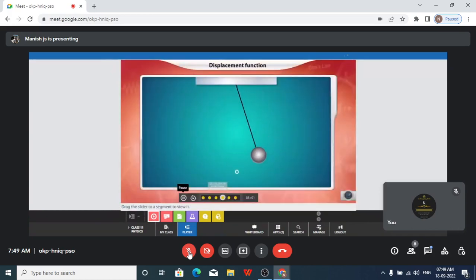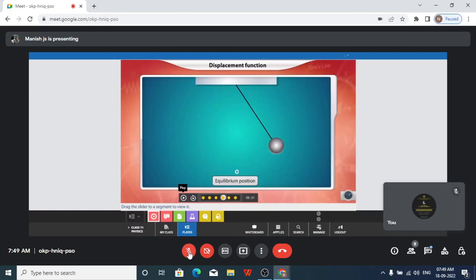There is a mean or equilibrium position which is generally associated with a periodic motion. It is the position at which the body will stay put in the state of rest if left undisturbed. So now they are trying to explain the equilibrium position.